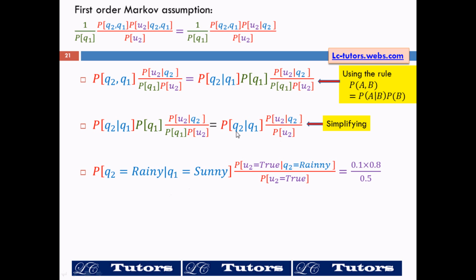Now we put the variables here. Q2 is the rainy day, Q1 is a sunny day, and U2 is a true event. So that means we have the probability of Q2 given Q1, that is, the probability of a rainy day given the previous day was sunny, 0.1. This is coming from the previous table, so we know it from the diagram. Probability of rain given sunny, and then this one is given again. That means if you observe an umbrella event given a rainy day, in a rainy day there's a 0.8 chance of bringing an umbrella.